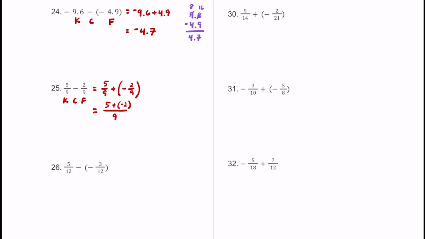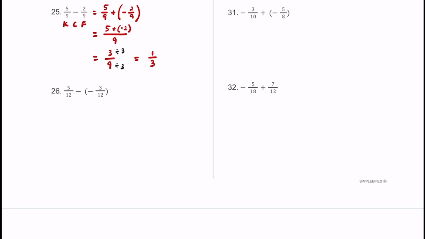Now, if we're adding 5 plus negative 2, they have different signs. So we'll do 5 minus 2, and that's going to be 3. So if we get 3, that's going to be positive because 5 had a greater absolute value, so we have 3/9. And then we can notice here that we can actually simplify by their GCF. So their GCF is 3 here. So if we divide top and bottom by 3, we're going to get a final answer of 1/3.